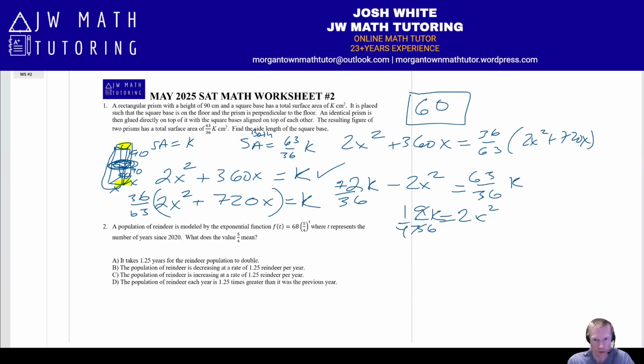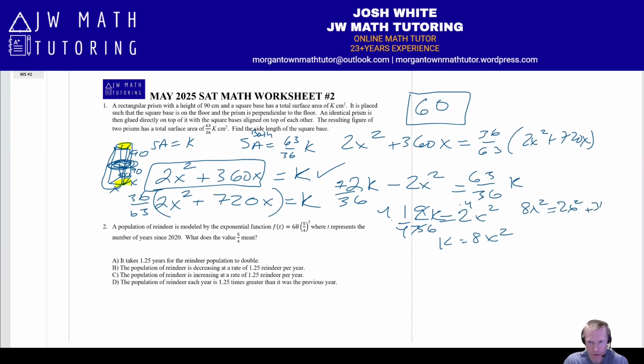And then, so also need a k here. And then you could just multiply by 4 and get k equals 8x squared. And then you could just set that equal to the original equation, meaning this 2x squared plus 360x. So that is actually not that difficult to solve. 8x squared equals 2x squared plus 360x, because you just get 6x squared minus 360x equals 0.